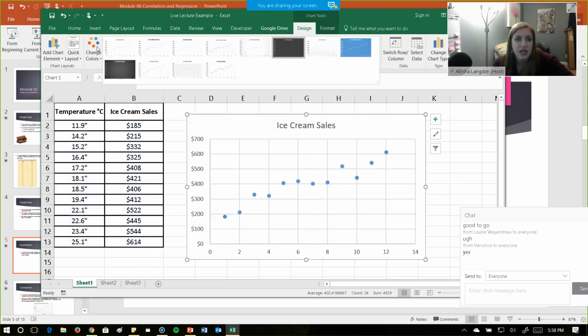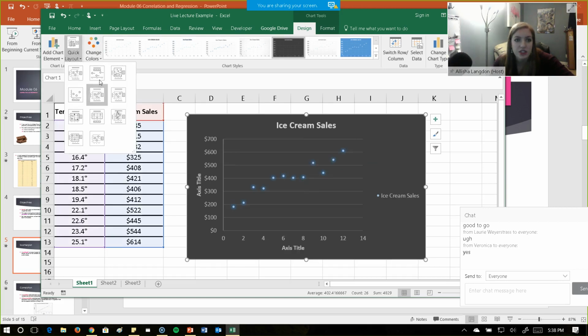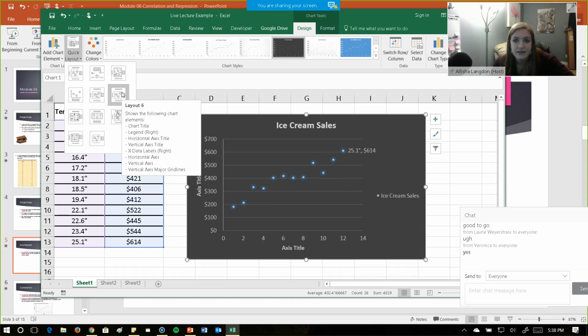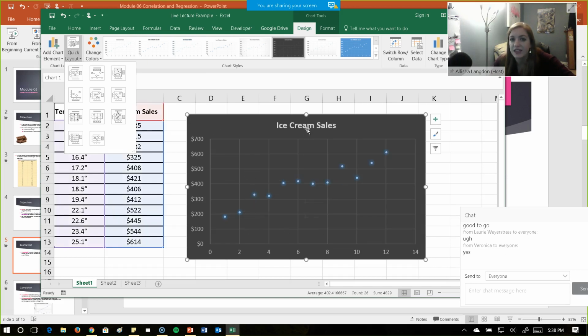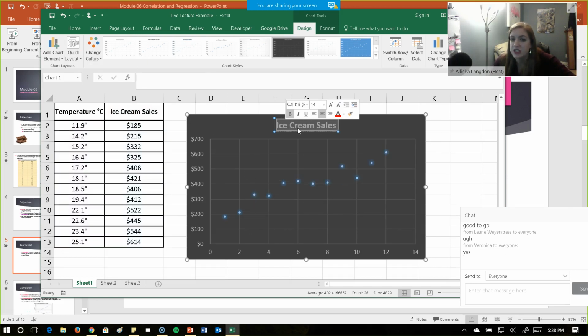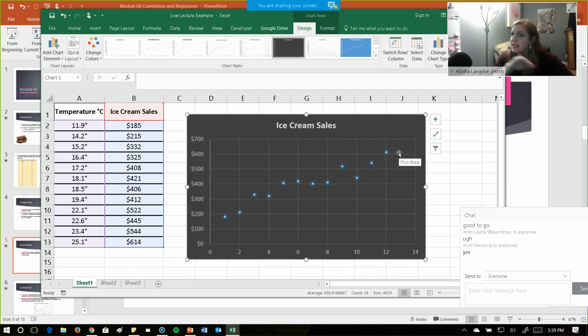You can also change it, do quick layout and change whether it has different information on it. You can add axis titles if you want to change that. Remember, you can double click on these and change the title of the graph. There's lots of stuff you can do here. Play around with it a little bit so that the graph actually represents what you're trying to say. So down here you can see the temperatures and this is the sales, and they're all as dollar amounts. Okay, so you can kind of see there looks to be like a linear equation that could represent that line.